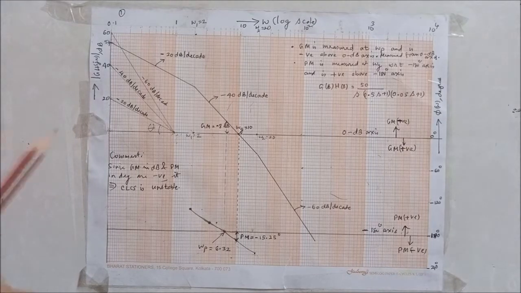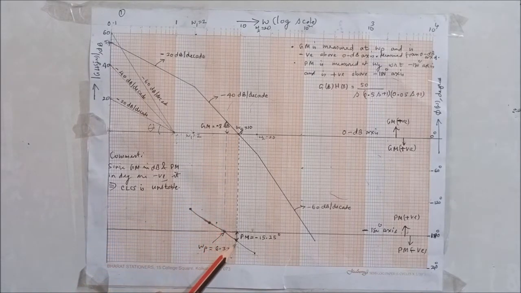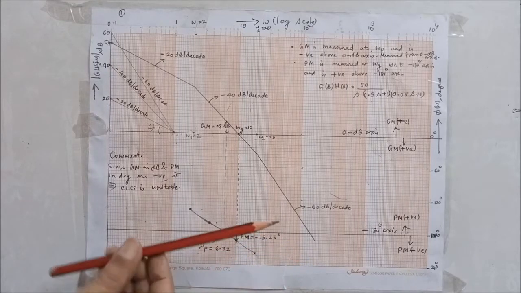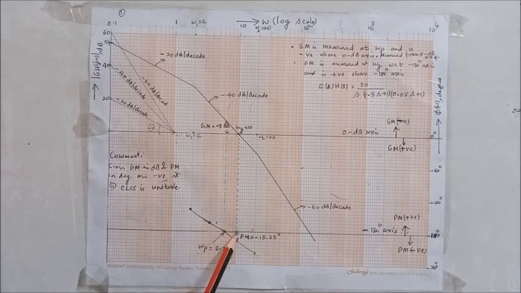Now come to this problem. At omega g, drop a perpendicular onto the phase diagram. Measure the number of divisions. Then those divisions you multiply by 6. That will give you minus 15.25 degrees. Minus sign because it is measured with respect to the minus 180 degree axis.